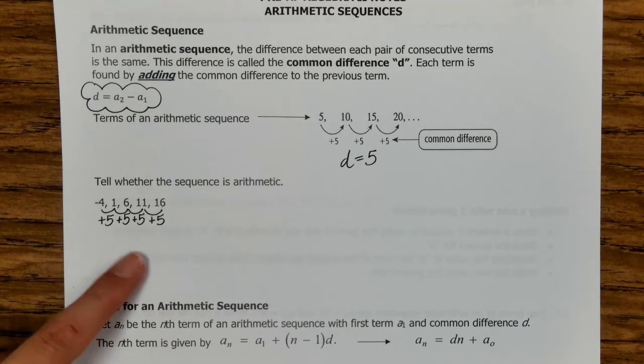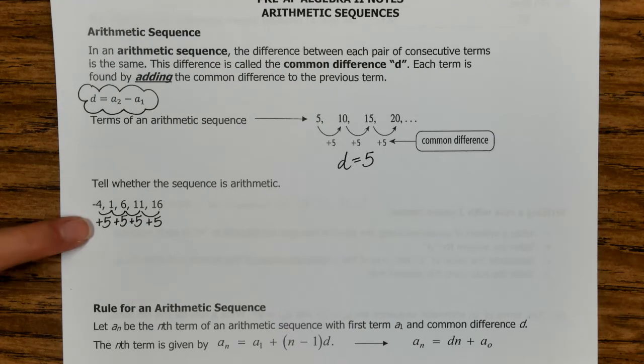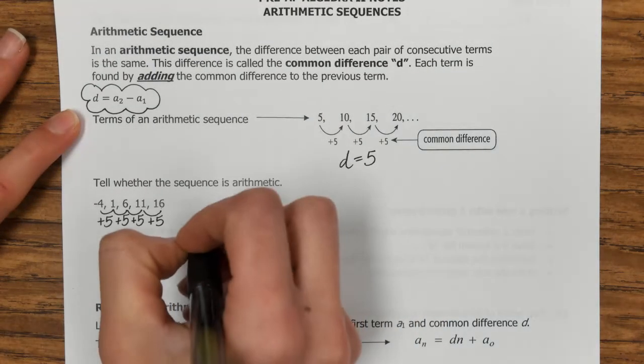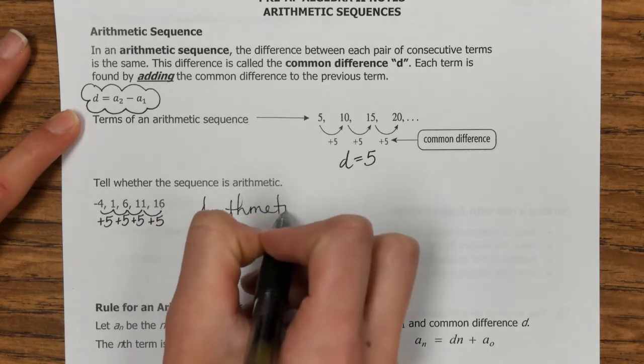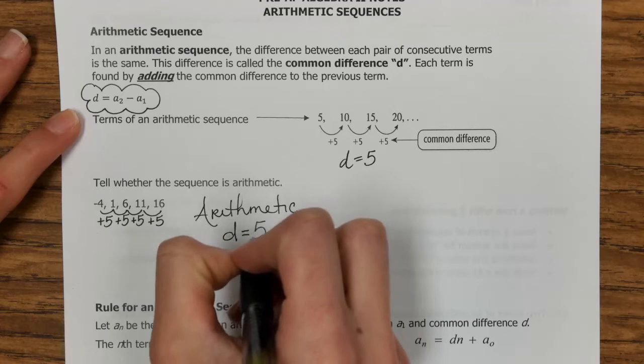Okay, yesterday I wrote out the formula: 1 minus -4, 6 minus 1, 11 minus 6. You would do that if you couldn't easily tell what was going on. But if you can easily tell, you can show me this. Okay? So then my answer, since they're all the same, is arithmetic, and my common difference is 5.